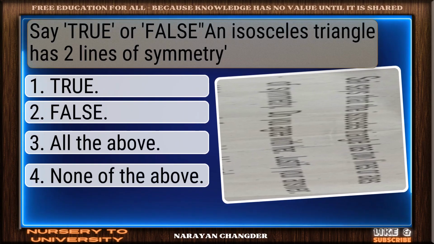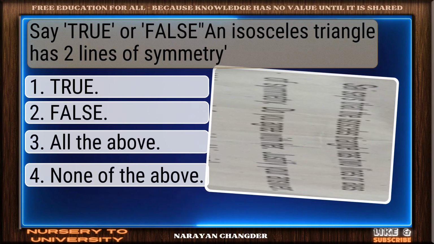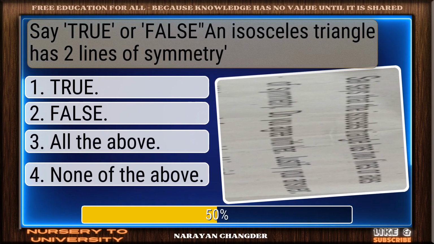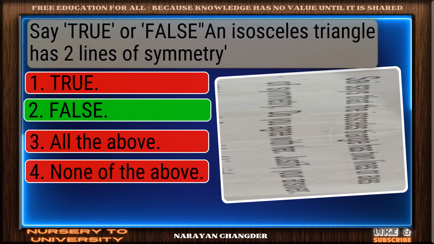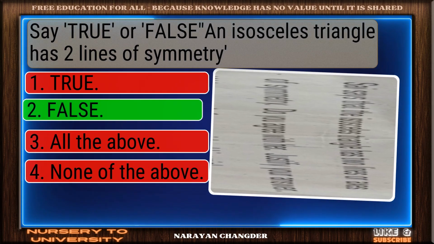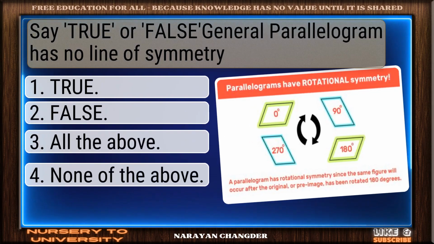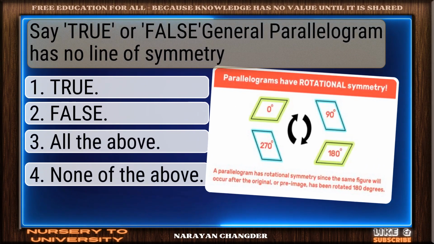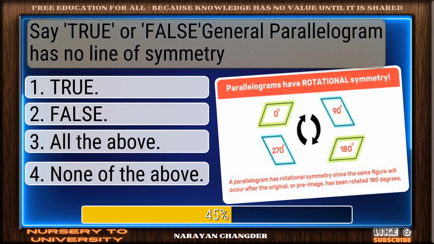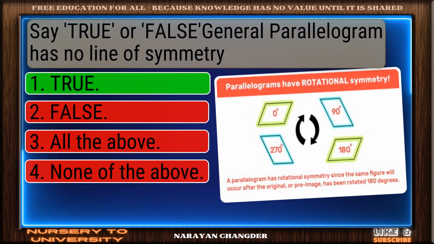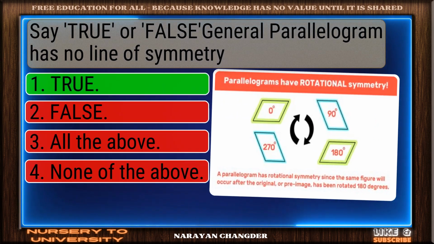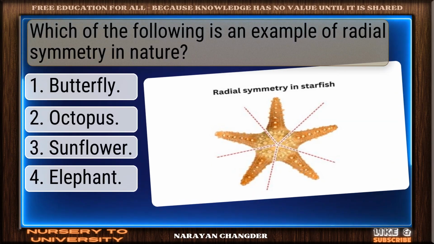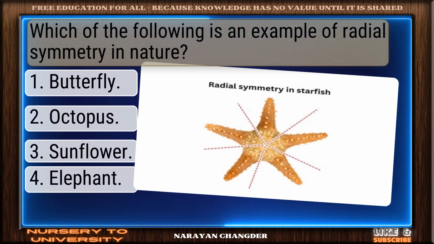Say true or false, an isosceles triangle has 2 lines of symmetry. You got it? Your choice false is right. Say true or false, a general parallelogram has no line of symmetry. Right choice. True is the best answer. Which of the following is an example of radial symmetry in nature?